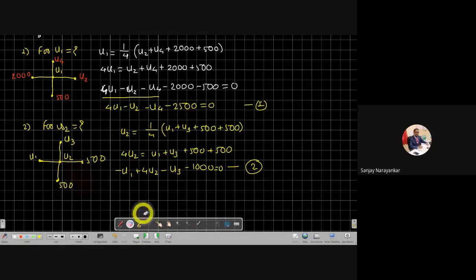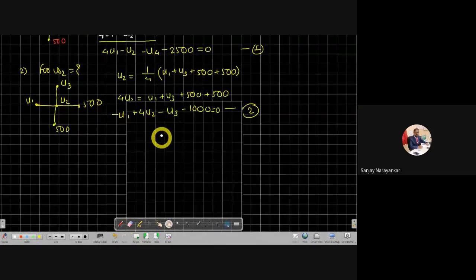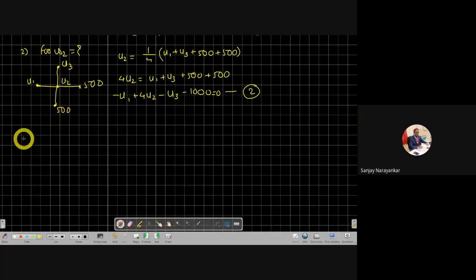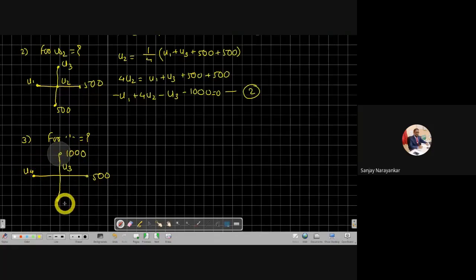Now similarly, we are going to write for u3. For u3, prepare a plus sign considering u3 as the center value. So that is going to be u3. Here it is 500. Correct me, students, if I'm writing some wrong values here. Then 1000. On the right, it is u4. Bottom, u2. Right?